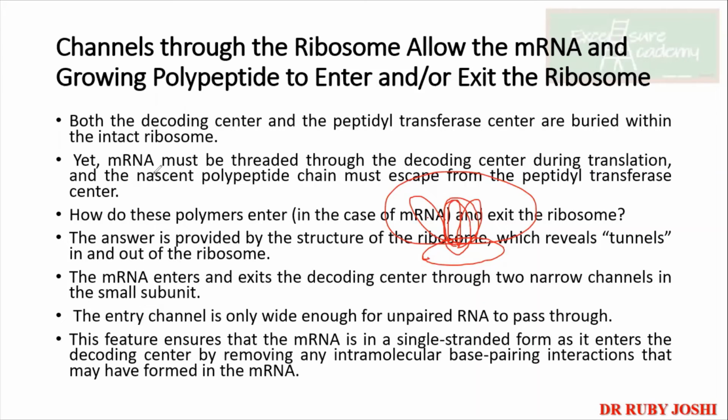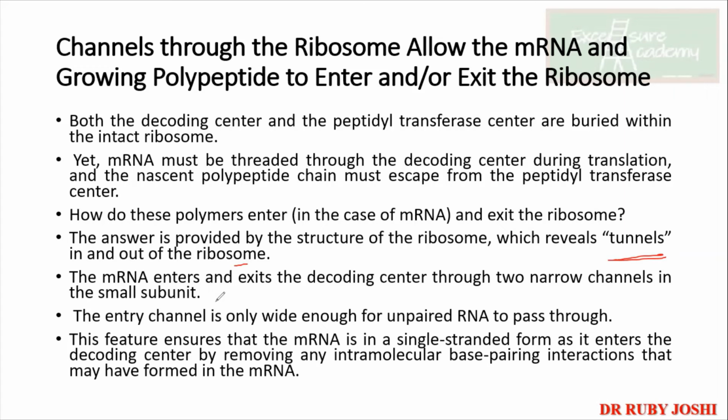Yet mRNA must be threaded through the decoding center during the translation and the nascent polypeptide chain. Nascent मतलब एकदम newly synthesized. It must escape the peptidyl transferase center. Now, how has this been achieved? So the answer is provided by the structure of the ribosome, which reveals that there are tunnels present in the ribosome, in and out of the ribosome.